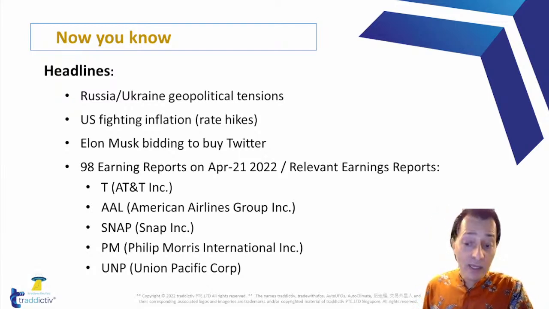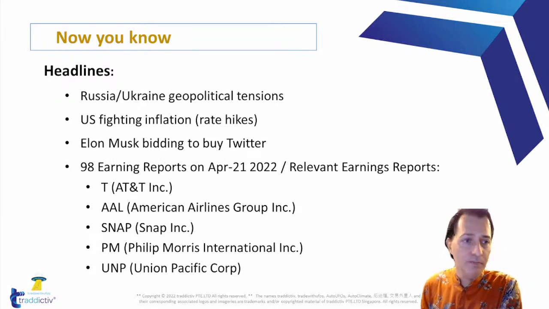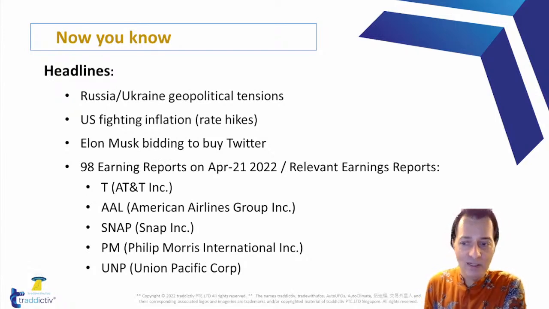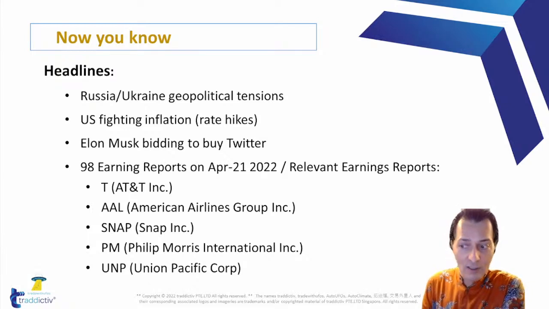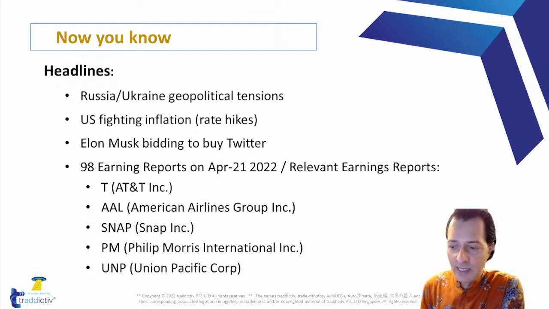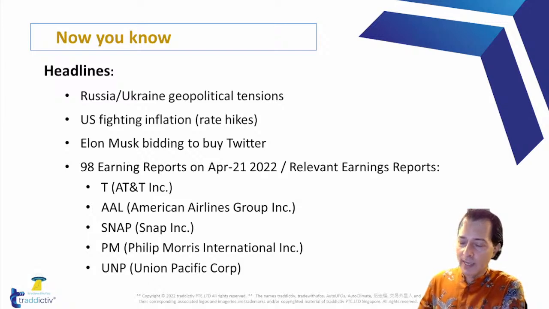So anyway, when it comes to earnings reports, today we got 98 companies reporting earnings. Of course, many of those reports are not that relevant. So I pointed at the ones which are most relevant, which in the case of today are actually quite relevant. We're talking about AT&T, one of the largest utility companies in the world. We're talking about American Airlines Group, one of the largest airlines on the planet. Snap, also pretty significant in the world of social media. Philip Morris, that's tobacco, isn't it? And Union Pacific as well, a very old company in the US market and very relevant as well. So this is what we have out there.